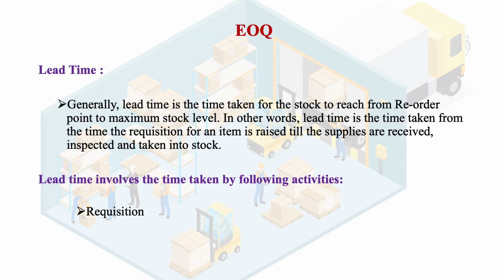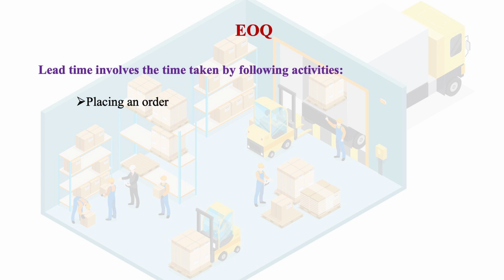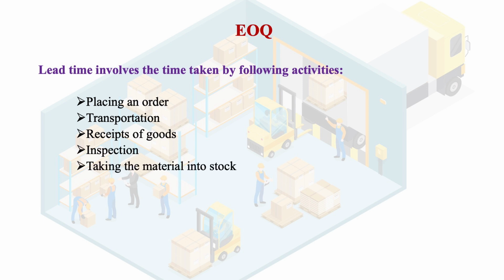Lead time has different activities. The different activities in the lead time are: the time required for the requisition, time required for the inquiries, quotation, scrutiny, negotiation and approval, time required for import formalities in the case of an imported item, time required for placing an order, time taken by the supplier for making the goods ready, and the transportation, receipt of goods, inspection and the placement of goods in the warehouse.